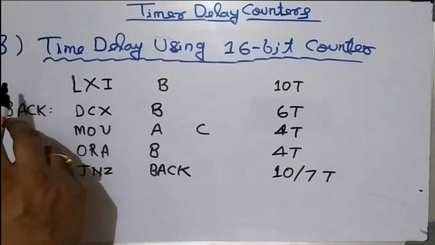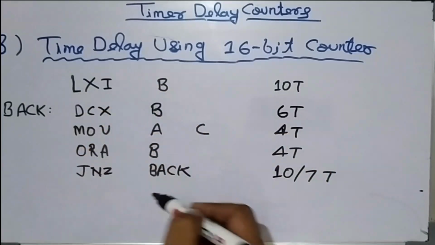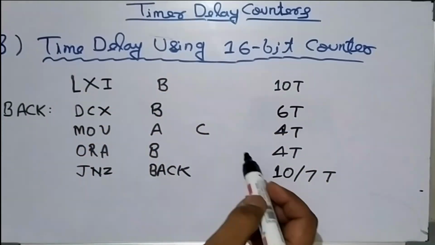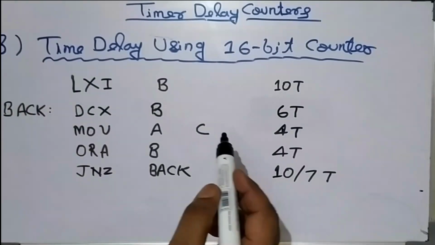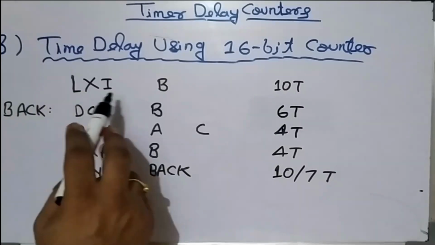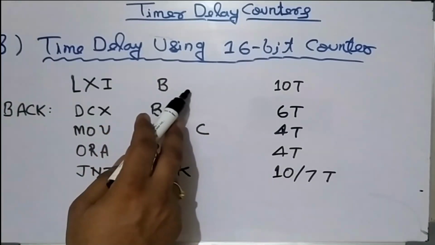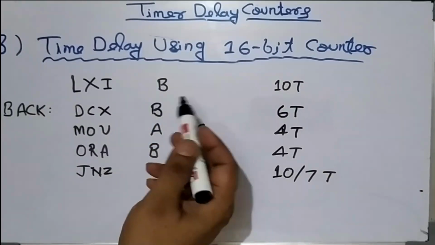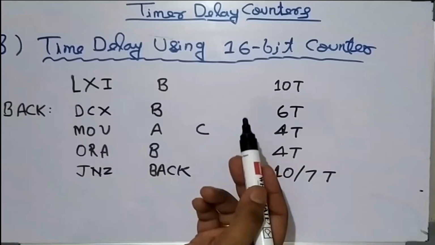Now, time delay using a 16-bit counter. From this counter, we can produce a much higher delay in comparison to the 8-bit timer. Okay, this is the first instruction. LXI B means load immediate BC registers by immediate 16-bit data. This will consume 10T as you learned earlier.